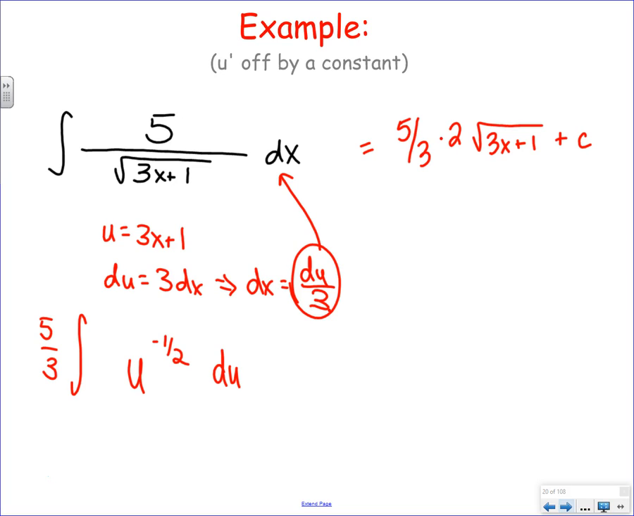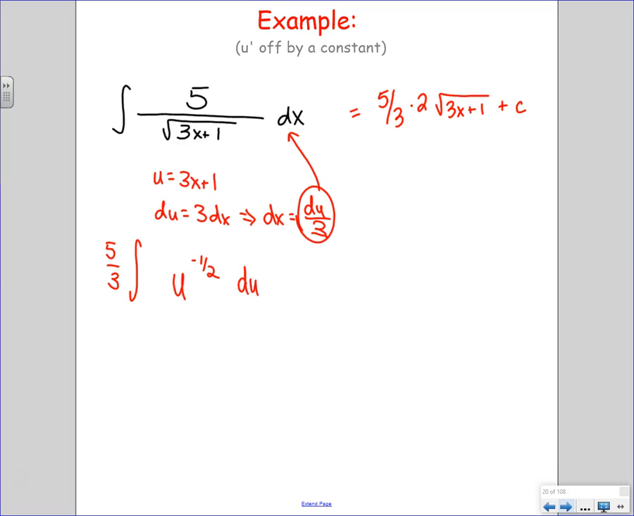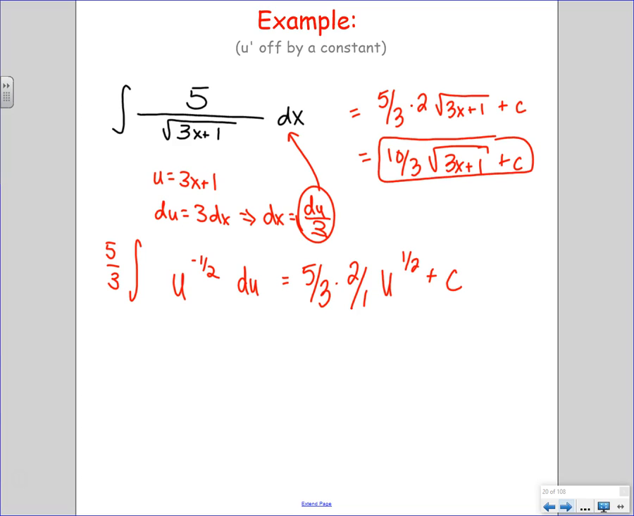I did 1 over square root of u, and then you probably just did it along the column. So 5/3 u to the negative 1/2 plus 1, times the reciprocal. Did you get it? Final answer, 10/3. Questions?